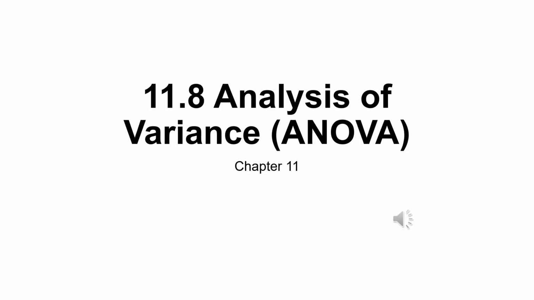11.8 Analysis of variance, ANOVA. We now introduce analysis of variance, or ANOVA, in the context of simple linear regression. So far, we have tested the slope beta using a t-test. ANOVA provides an equivalent method, but it is based on partitioning the total variation into explained and unexplained components.